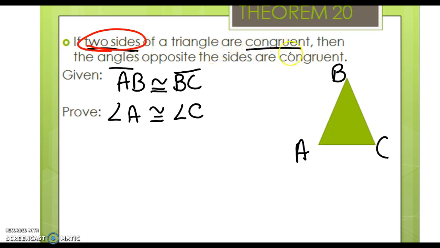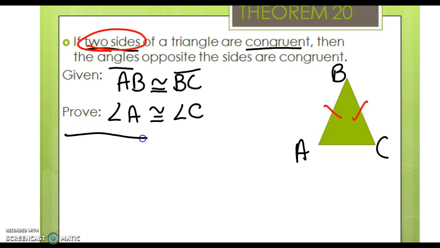So sometimes you will hear this theorem referred to as the isosceles triangle theorem. Okay, so if two sides of a triangle are congruent, which is why I'm given AB congruent to BC, that's the hypothesis here, then the angles opposite the sides are congruent. So we are trying to prove this conclusion that the angles opposite AB and BC are congruent. Well, angle A is opposite side BC, and angle C is opposite side AB. So those are the two we're trying to prove.